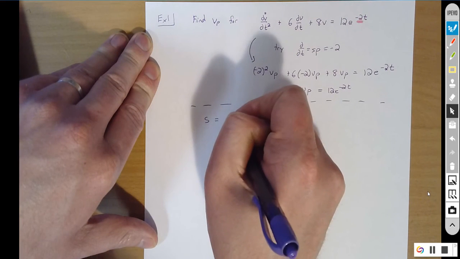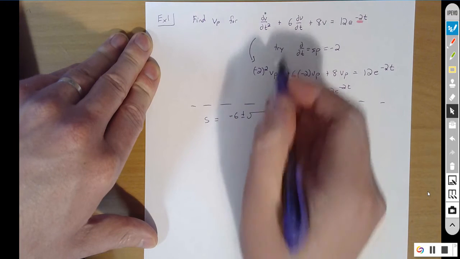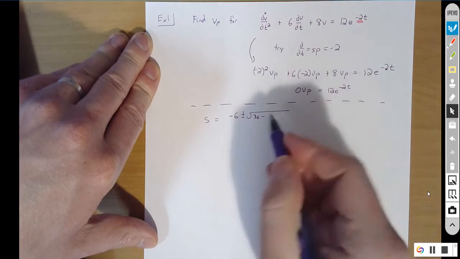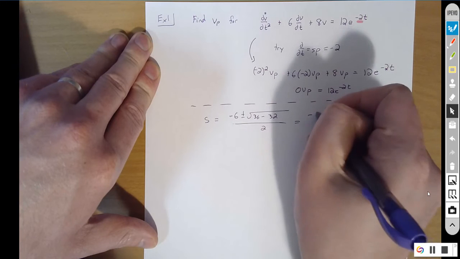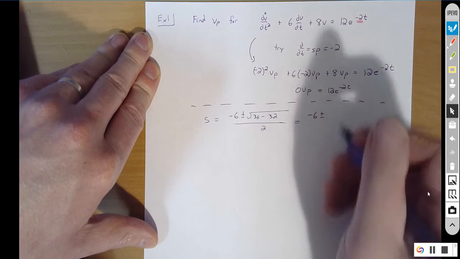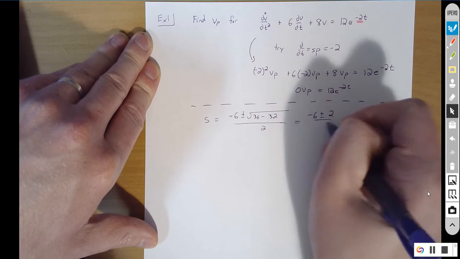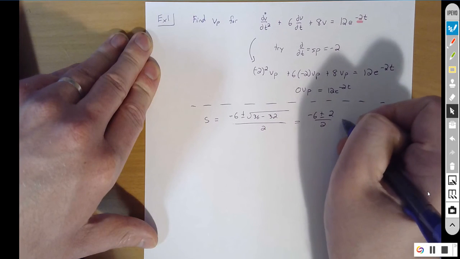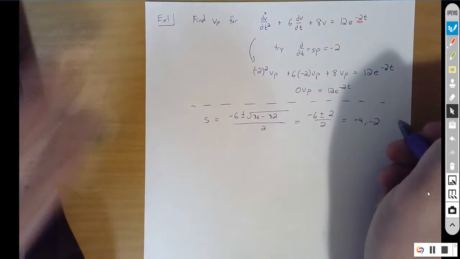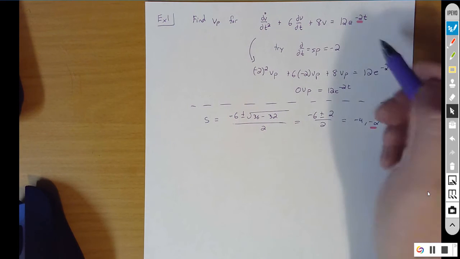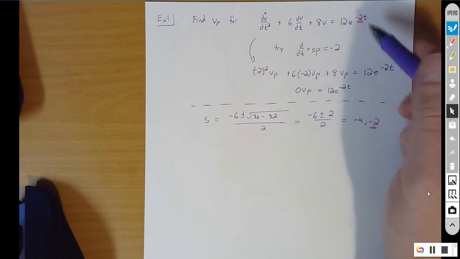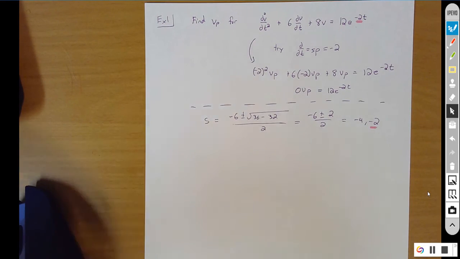So S is equal to negative 6 plus or minus the square root of 6 squared, which is 36, minus 4 times 8, which is 32, all over 2. So we get negative 6 plus or minus the square root of 4, which is 2, over 2. So we're going to get, I believe, a negative 4 and a negative 2 as our roots. And sure enough, right there is our problem. We have a negative 2 as one of our roots for our natural response, and our forced response has basically the same frequency. So they will not play nice together. So we're going to have to use integration for this.